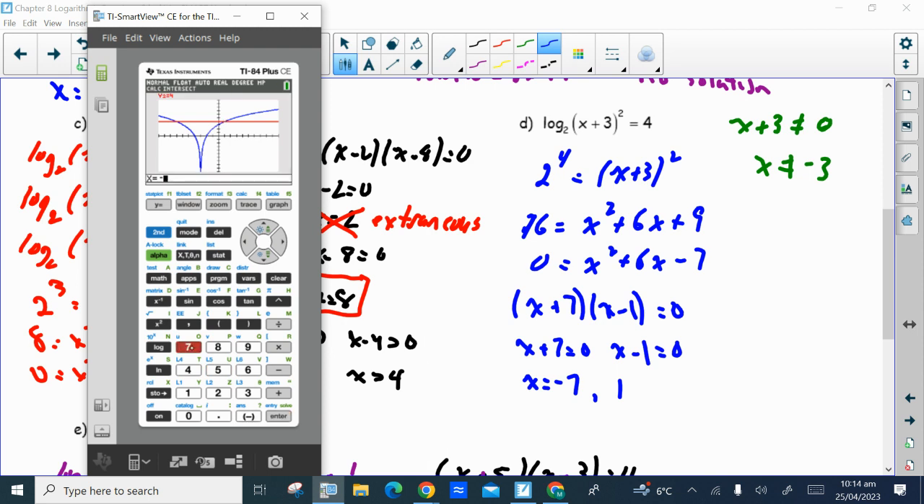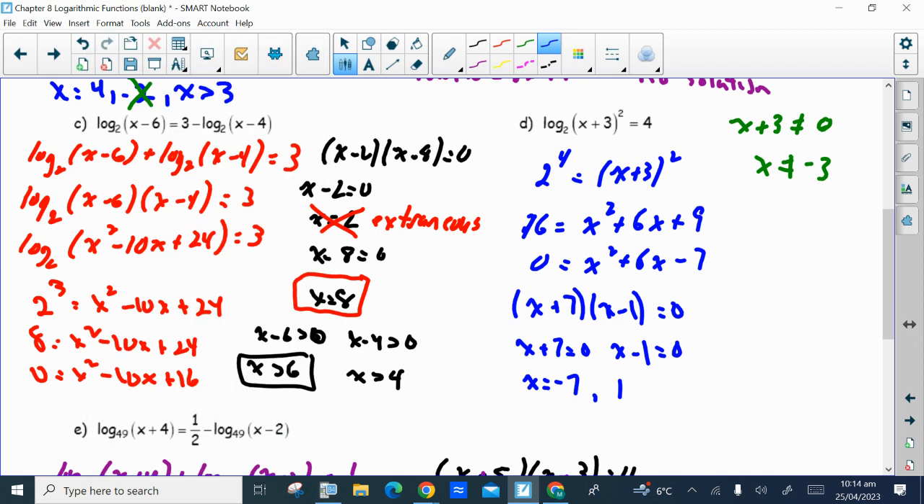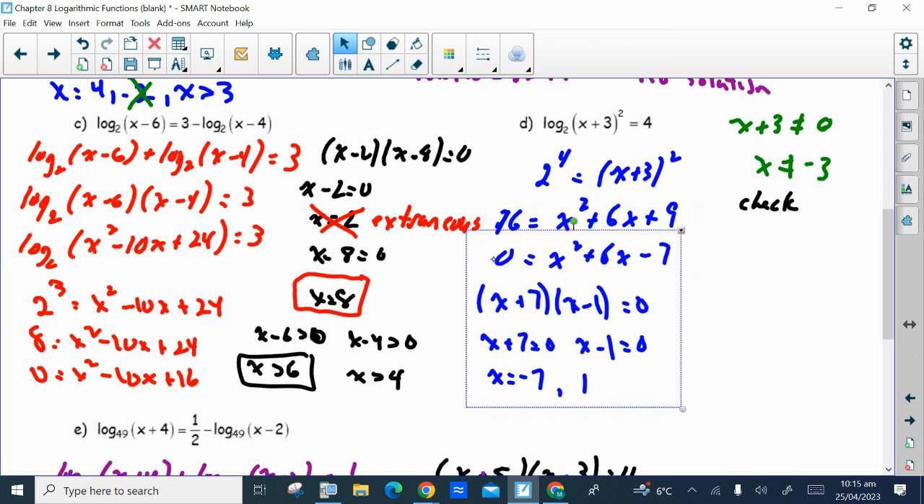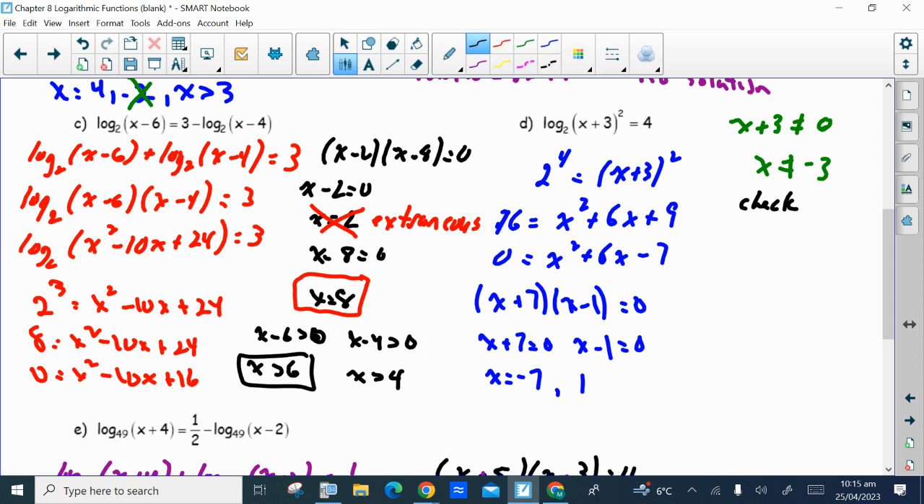If I put my guess at -7, there it is there. So they both work according to the graph. Okay, now the other thing we could do is check them algebraically. So let's check these algebraically. Let me just move these over a little bit so we have a bit more room.